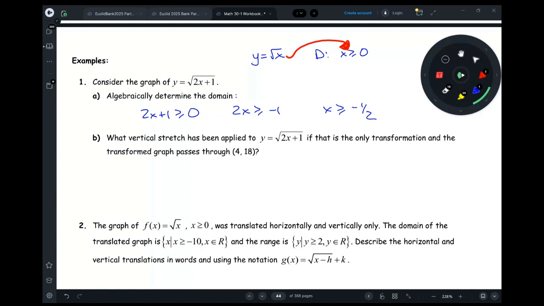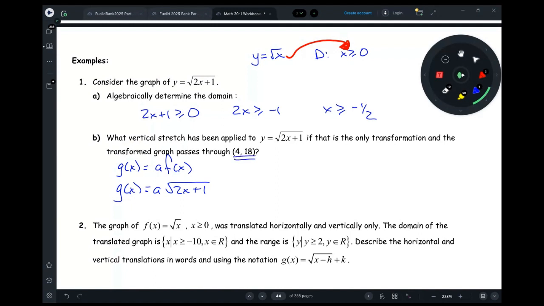Now, what vertical stretch has been applied to that function so that, if that is the only transformation, the transformed graph passes through (4, 18)? Okay, so a transformed graph. That's like we're creating g of x, and what we're going to do is put a stretch out front of the function. So g of x, in this case, is going to be a multiplied by the square root of 2x plus 1.